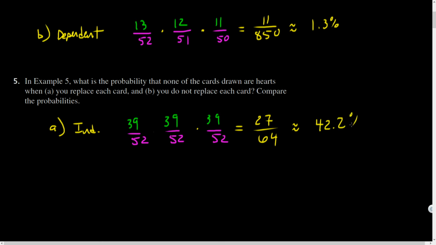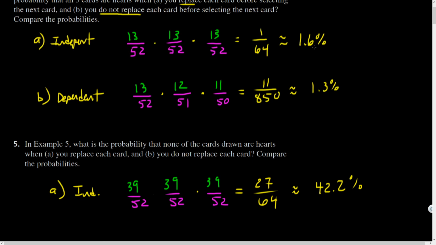42.2%. And so notice that wasn't the 98.4%, which the complement of that event would have been. 98.4% is the probability of not getting all 3 hearts. This was the probability of not getting any hearts, which would include a single, 2 hearts, or 3 hearts. And so there you go.